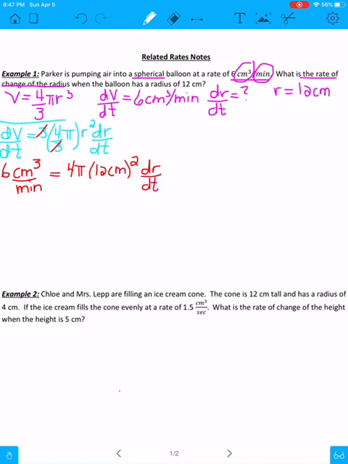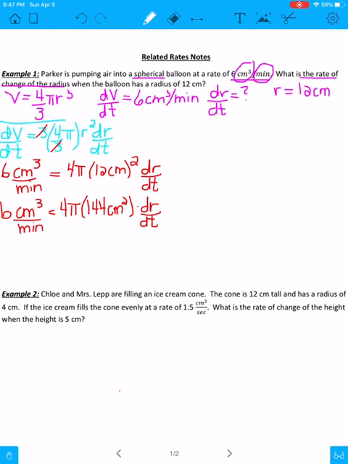So then we go and do math. So we're going to get 6 centimeters cubed per minute equals 4 pi. And then 12 centimeters squared is 144 centimeters squared times dr over dt.